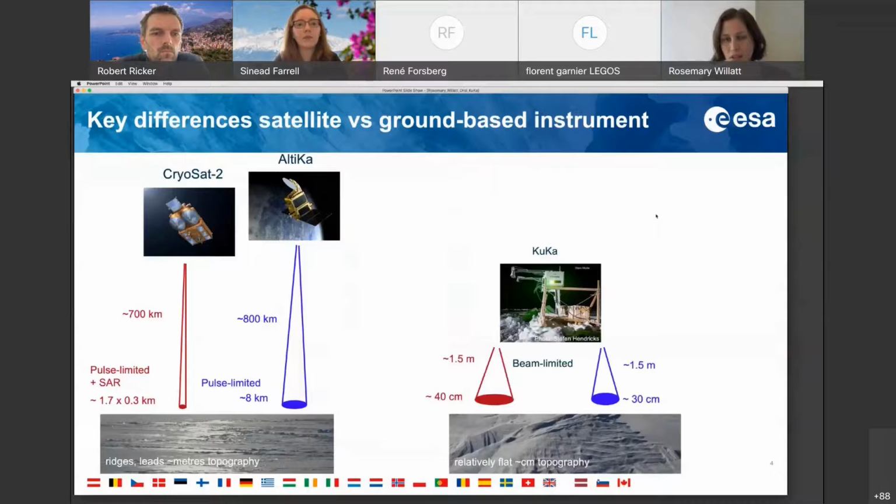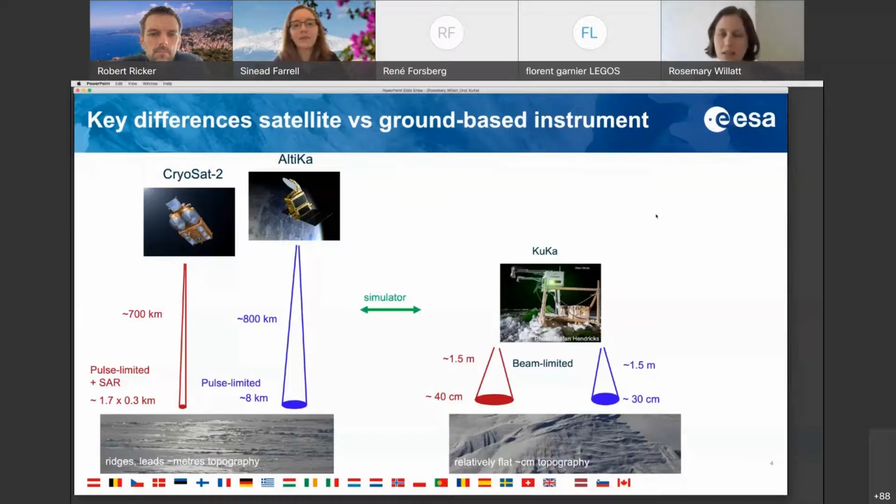In contrast, KuKa is only 1.5 meters above the snow surface. It has a footprint of about 30 to 40 centimeters, depending on which frequency you look at. And because of the logistics of deploying a KuKa instrument on a sled, you're not sampling ridges of meters and meters in height. You're not able to drive across one of those. So you end up sampling relatively flat topography. I just think it's really important to bear these key differences in mind, and I will come back to them at the end to understand the results in that context.